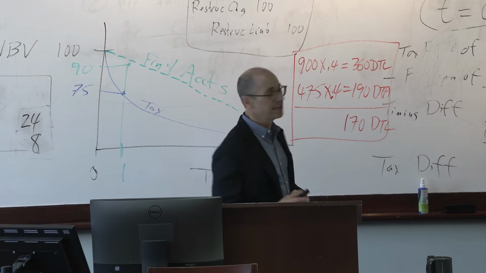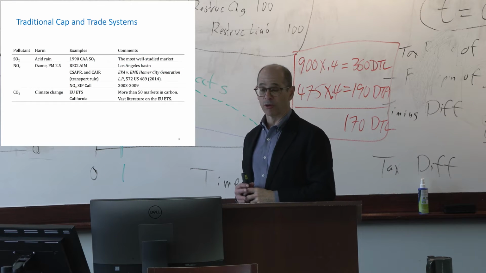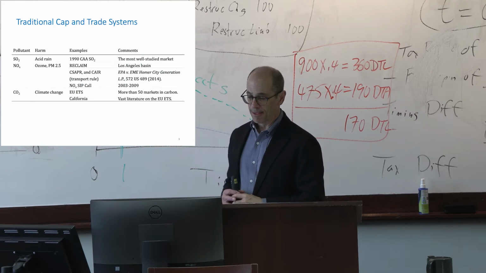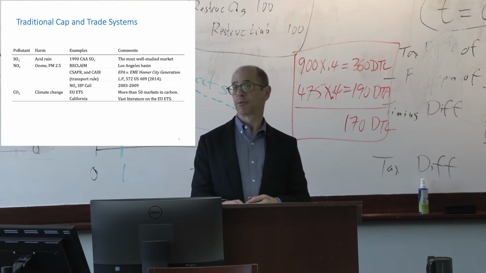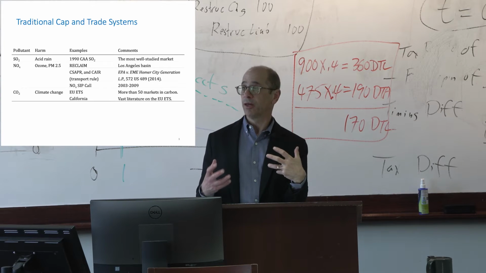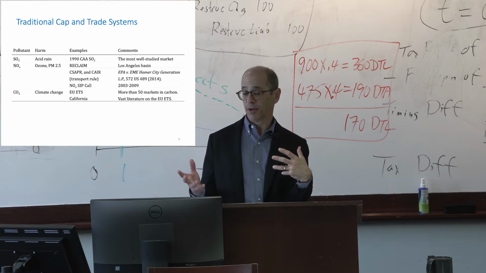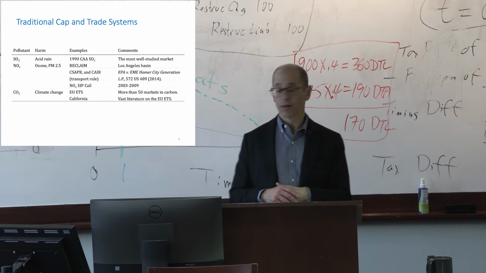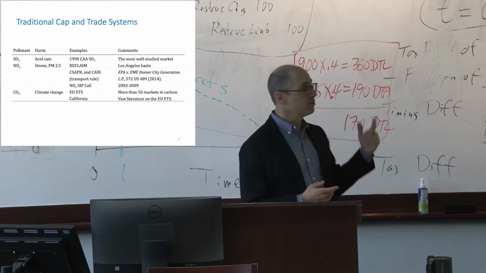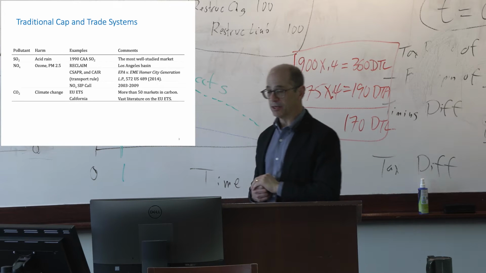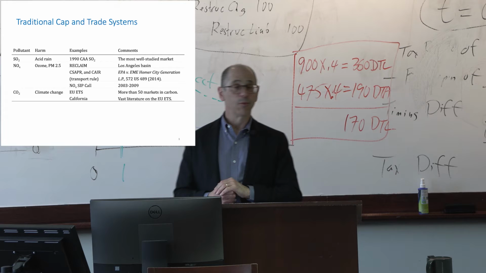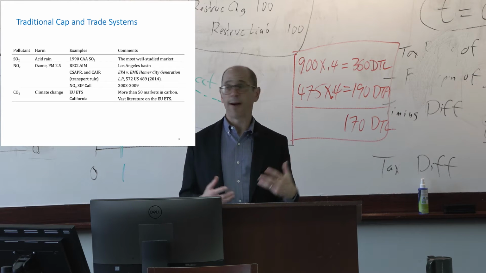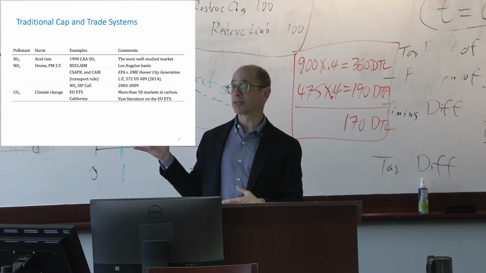So here are some examples of what I call traditional cap and trade systems. These are cap and trade systems where the government sets a total quantity limitation, like the example I just gave, and allocates permits one way or another to polluters in the market who then trade. One of the most famous systems was the SO2 system for acid rain in the United States.